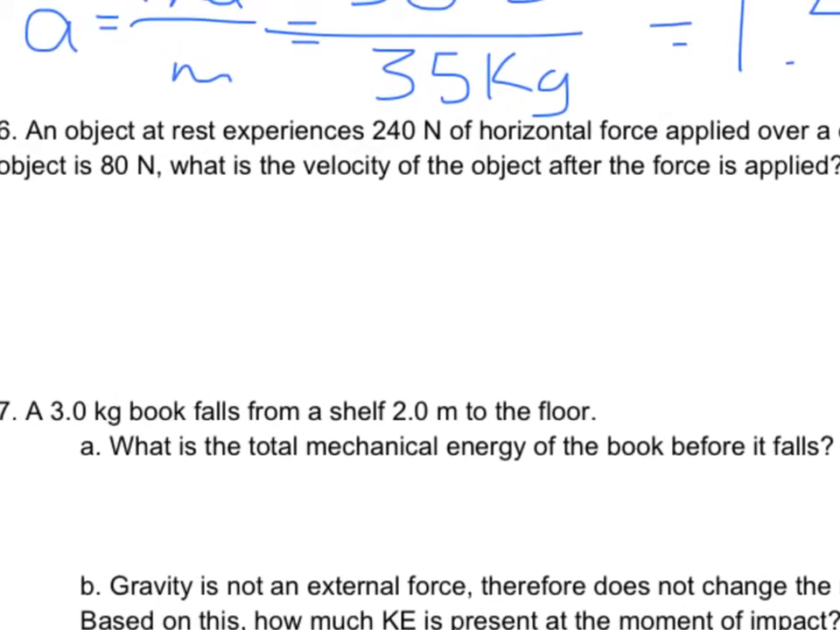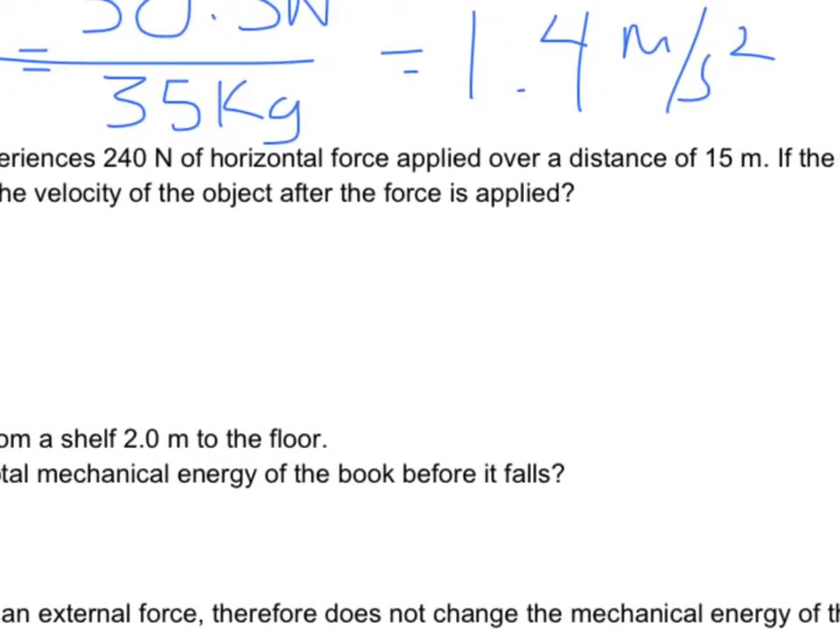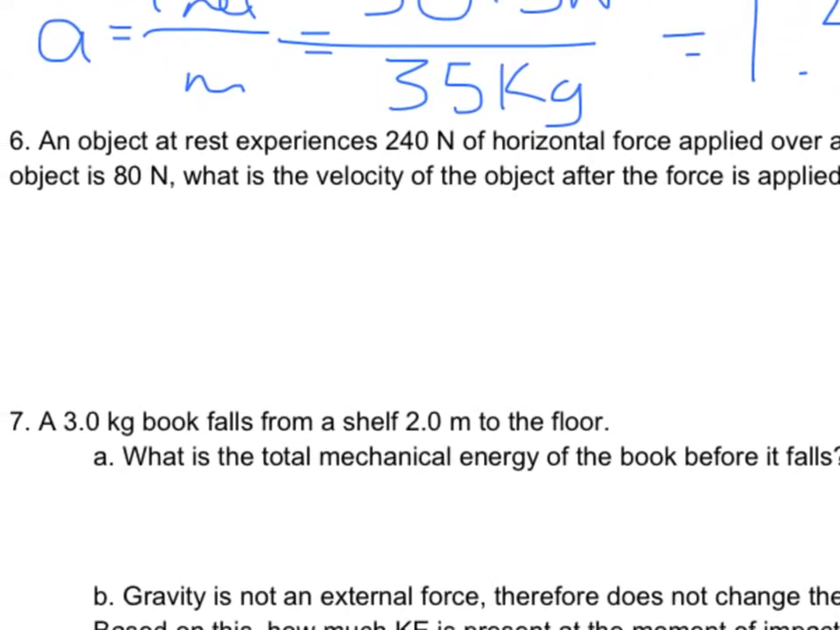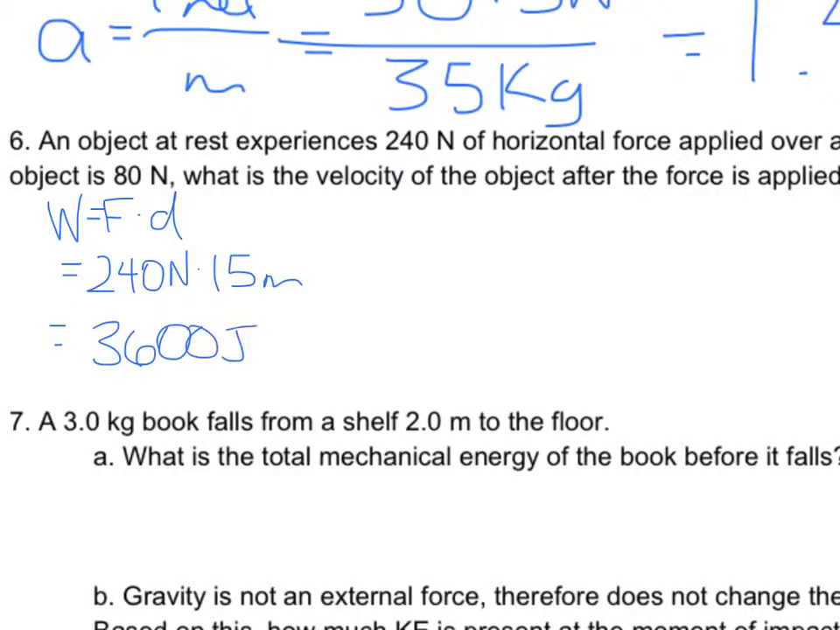The first thing that I notice here is that we're given a force and a distance, 240 newtons and 15 meters. That to me looks like a work. Work is a force multiplied by a distance. So if you have 240 newtons of force multiplied by 15 meters of distance, the amount of work that's been done here is 3,600 joules.